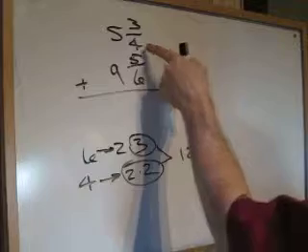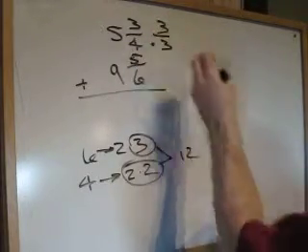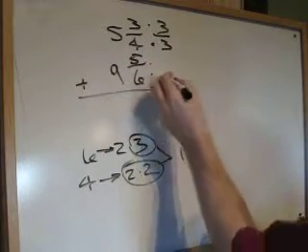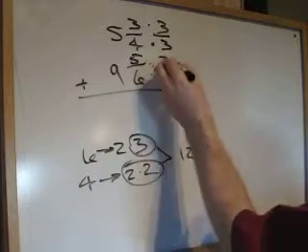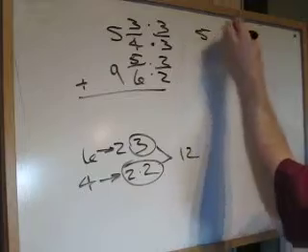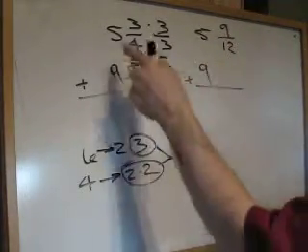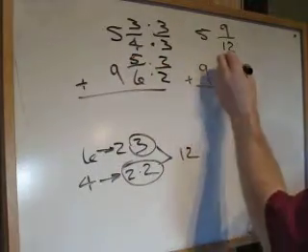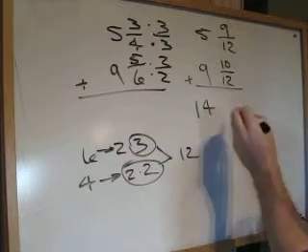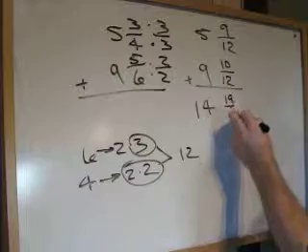So what did I have to do to my 4 to make it a 12? I had to multiply it by 3. So I multiplied the top by 3. And the bottom, I multiplied the bottom by 2 to get 12, and the top by 2. So I end up with 5 and 9 over 12 plus 9, remember the whole parts don't change, 10 over 12. Now I can just add these guys together. I get 14, and I get 9 plus 10 is 19 over 12.